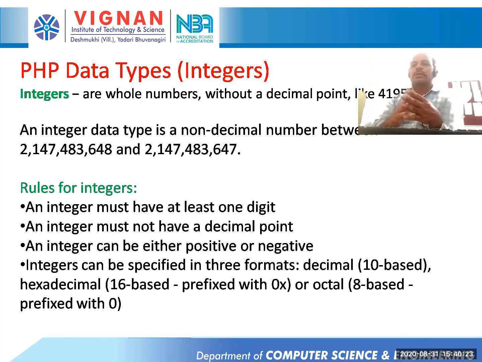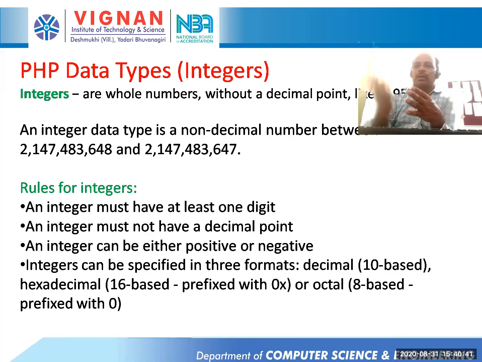Integers can be specified in three different formats. Either it can be a base 10 number, a base 8 number, or a base 16 number. If it is a base 10 number, it is a decimal. If it is a base 8 number, it is an octal number, and base 16 is a hexadecimal number.